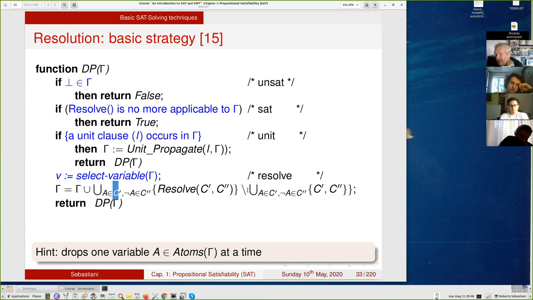So in fact, this technique is not very efficient because it tends to produce a huge amount of resolving clauses. Then of course you can eliminate some redundant ones and so forth. But in general, this is not very efficient because you can produce a huge amount of clauses. Okay. Did I reply properly?